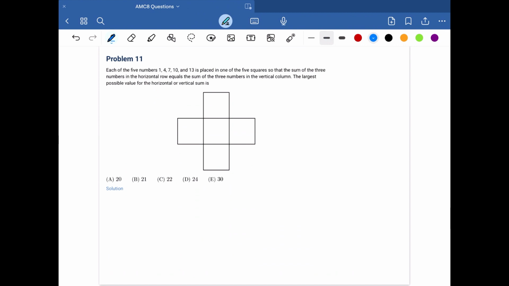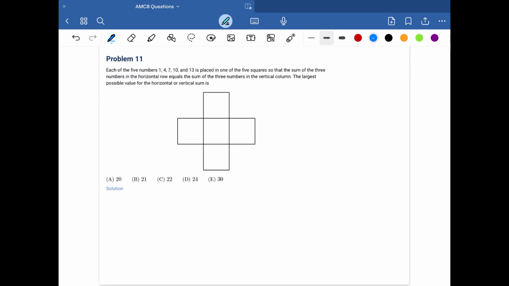Problem 11. Each of the 5 numbers 1, 4, 7, 10, and 13 is placed in one of the 5 squares so that the sum of the 3 numbers in the horizontal row equals the sum of the 3 numbers in the vertical column. The largest possible value for the horizontal or vertical sum is A 20, B 21, C 22, D 24, and E 30. Since we want to find the largest possible value, we start from the end and work our way down. So E, 30, let's find possible numbers that can equal 30 in this.